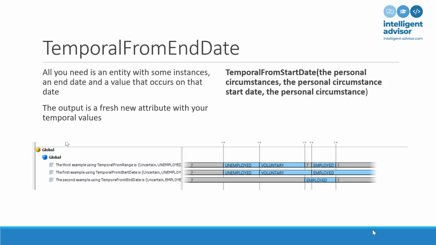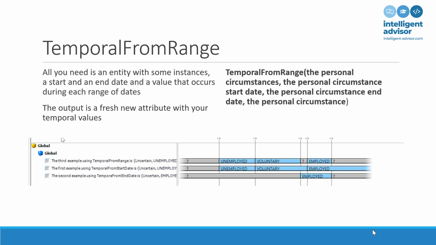Same for temporal from end date. If all you have is an end date, you can use the same, and I realize that at the top right-hand side it should say temporal from end date, not temporal from start date. That's a copy-paste. All you need is end dates. Or if you're really lucky, and you have both start and end dates, or you can calculate start and end dates, then you can use temporal from range. Temporal from range requires both a start date and an end date. And in each of these three cases, the output is a new attribute.